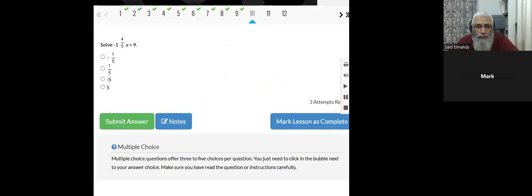Read this one. Solve negative 1 over 4 over 5, x equals 9. Yes.